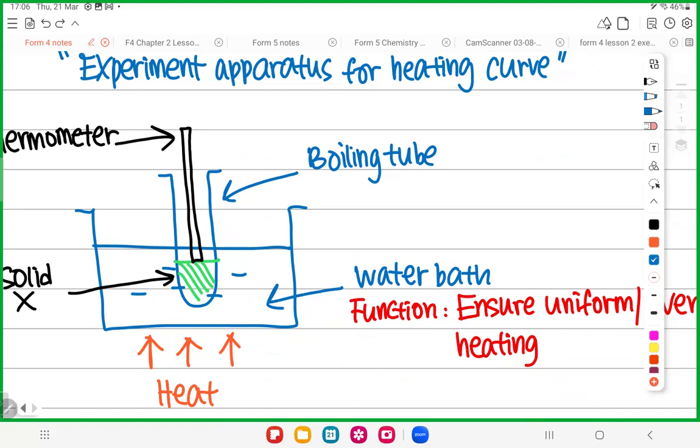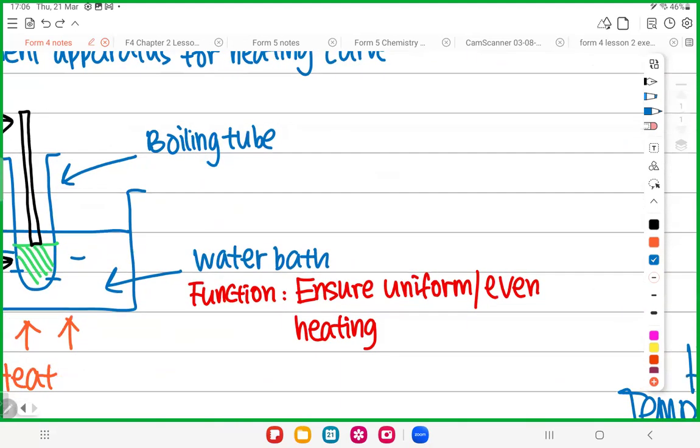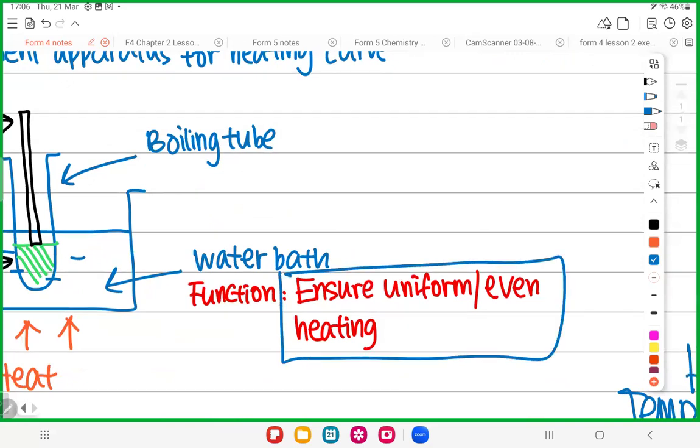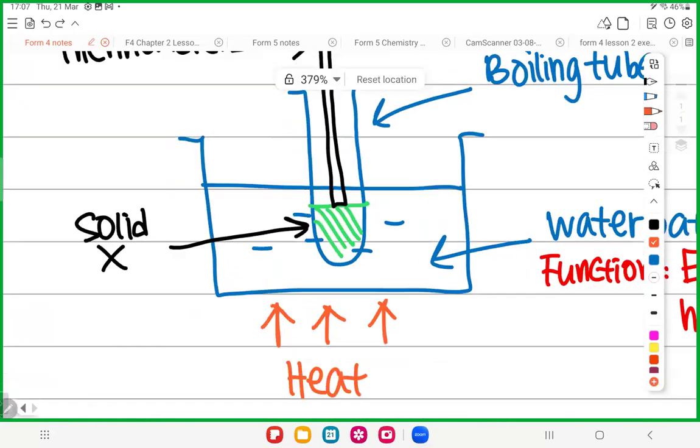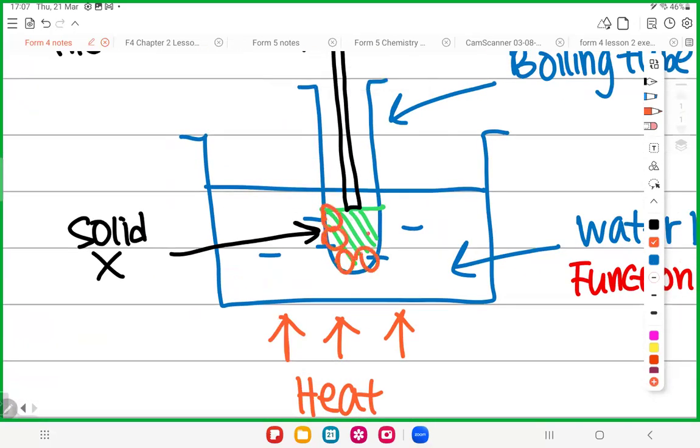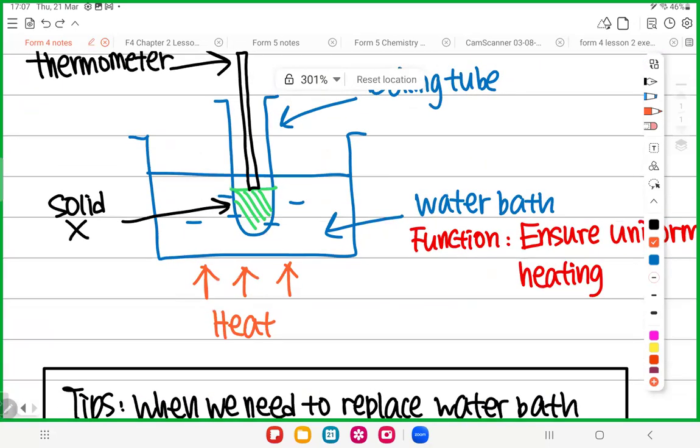Why do we want indirect heating? Because indirect heating ensures the heating is more uniform or more even. Uniform means the heating is equal here, here, here, and here. Every part is being heated equally. You don't want this part being heated a bit more than this part. So this is why we use the water bath to do the indirect heating.